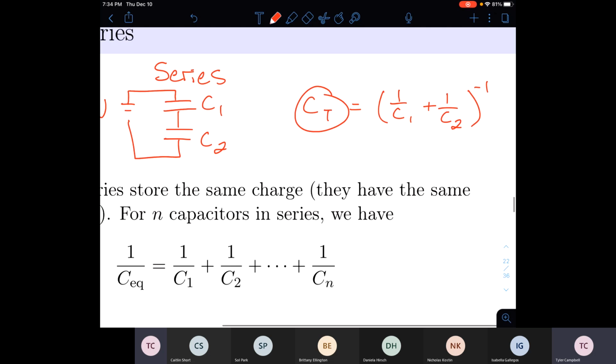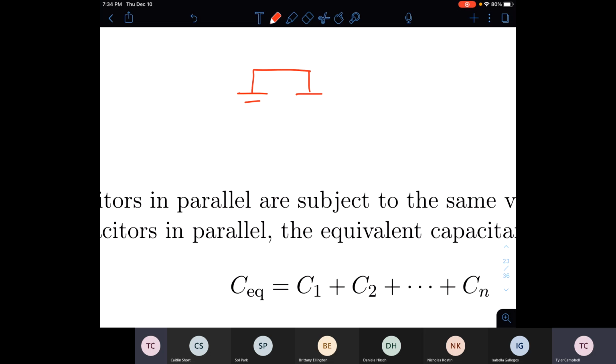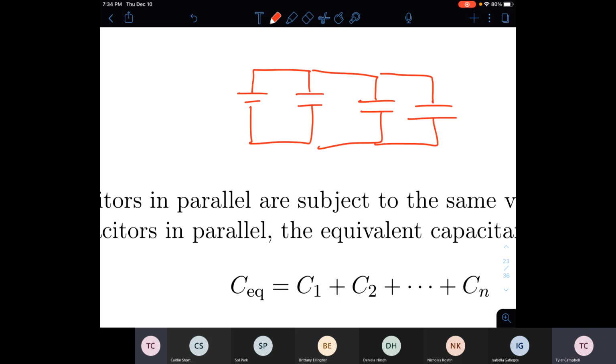Series capacitors are added up like resistors in parallel. And obviously on the other end of that spectrum, capacitors in parallel are added up like resistors in series, right? So if I had this configuration, apologize for the terrible picture, but if I had that configuration, then my total capacitance would just be the addition of all of those together, right? C1 plus C2 plus C3.